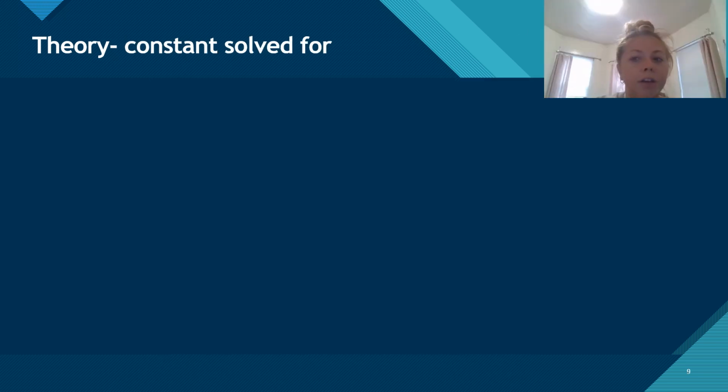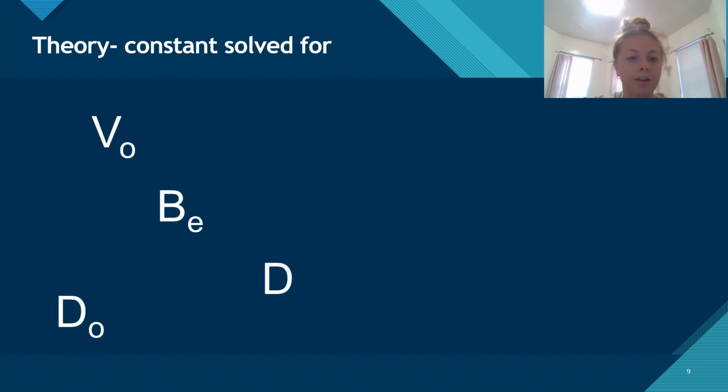Okay, I want to briefly go over the molecular constants we're solving for. V sub 0 is the wave number for the first transition, whether it be V0 to V1 or V0 to V2. BE is the rotational constant. D0 is the bond energy. D is the centrifugal distortion constant, which is only significant at higher energy transitions. Re is the internuclear separation at equilibrium, so when the bond is neither being stretched nor compressed.